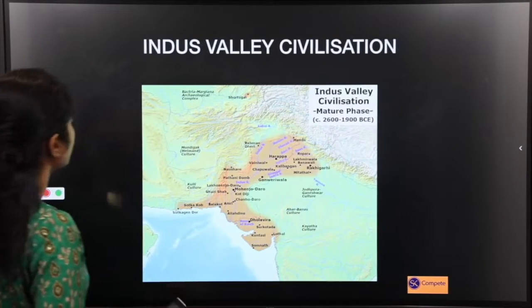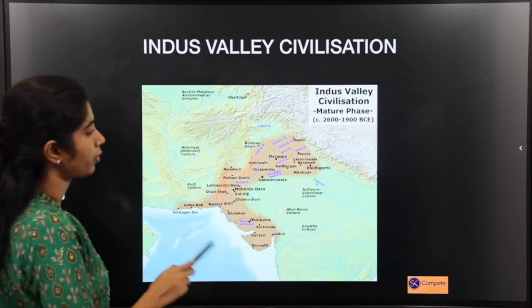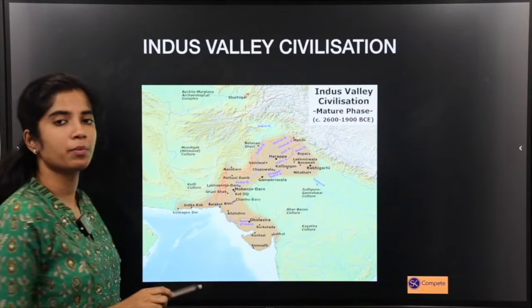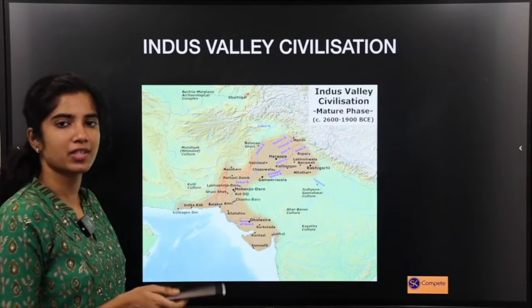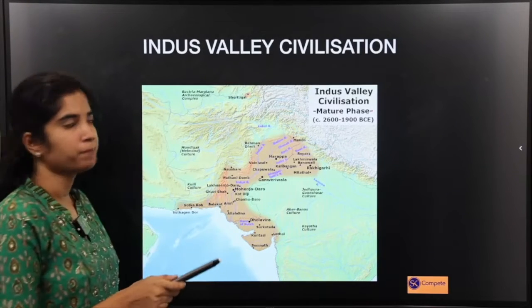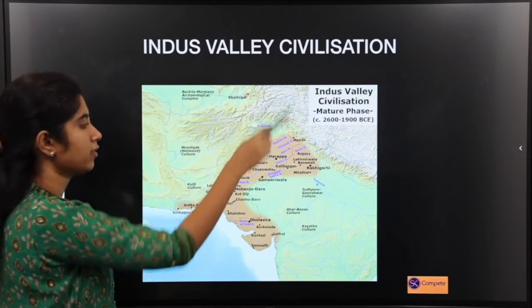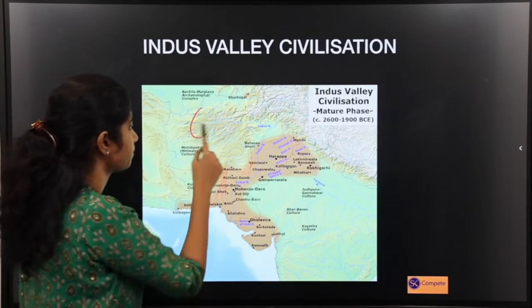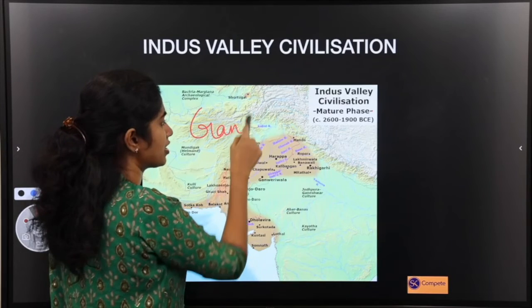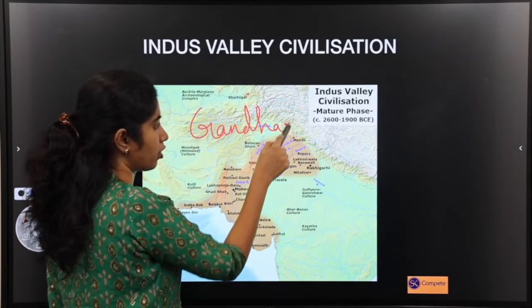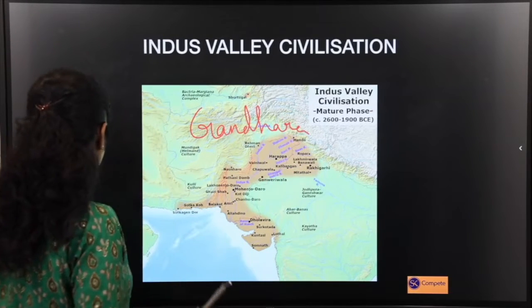So now Indus Valley civilization existed on river Indus. In those days, majority of the civilization was existing on some river. So this is a very old civilization existed on river Indus. Gandhara is a Vedic state which existed on river Indus.